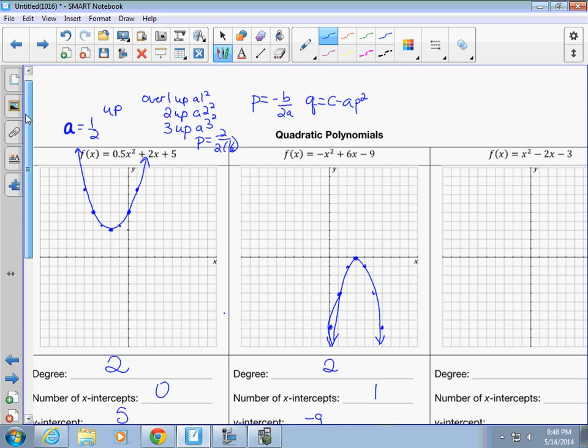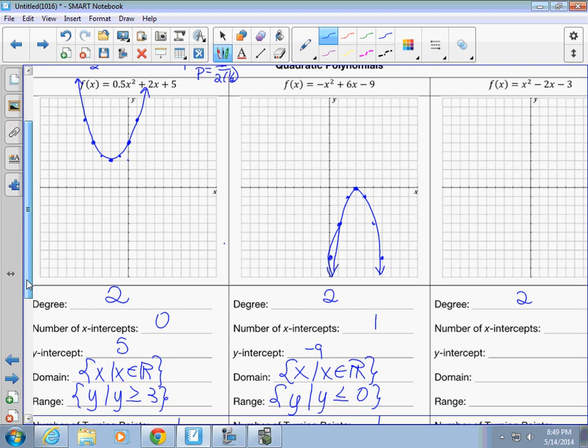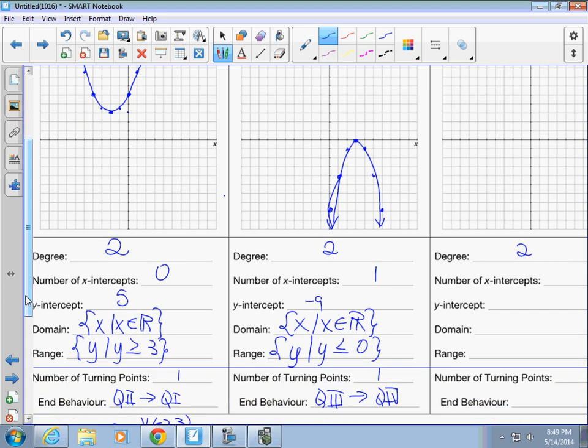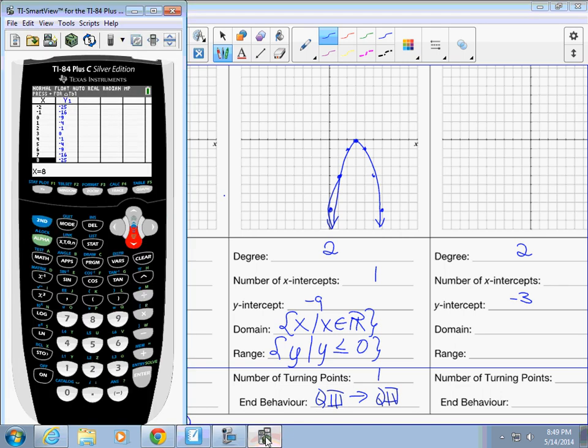Okay, so last graph. f(x) is equal to negative 2x squared minus 3. So I know my degree is 2. I know I have a y-intercept at negative 3 because of that constant. So now let's graph it and see what it looks like. So it's going to be x squared minus 2x minus 3.